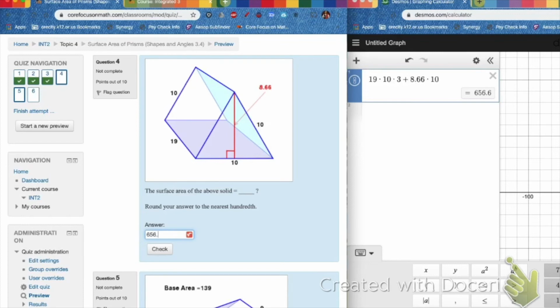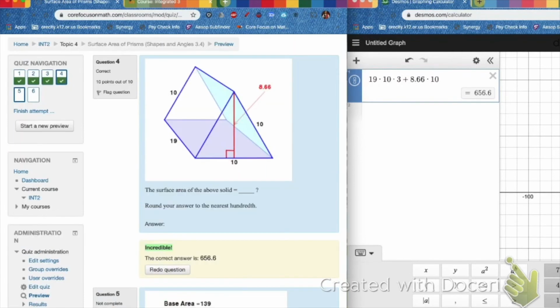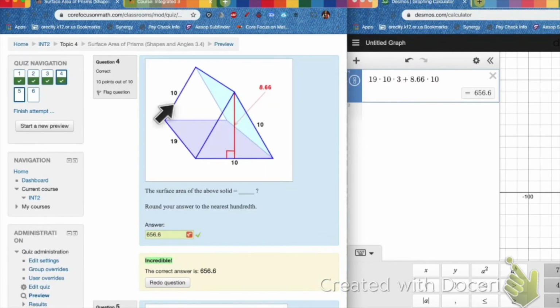So, to recap, and you could pause after this to get it as many times as you need. You do your 3 rectangles, length times width times each other, plus the base of the triangle times the height of the triangle. And that's it.